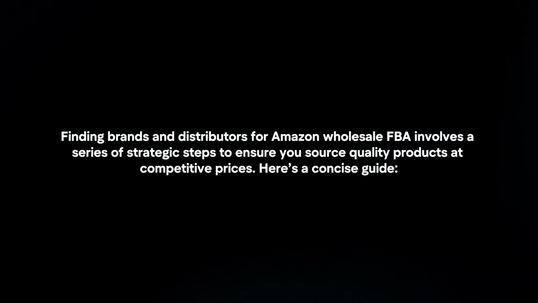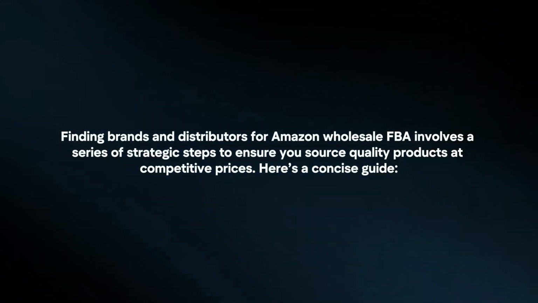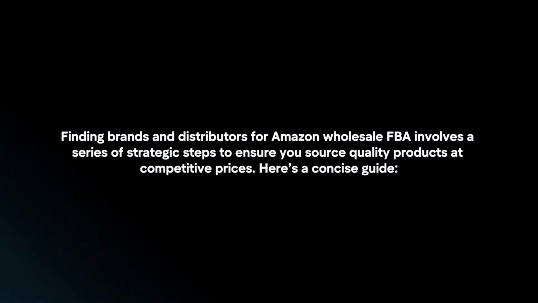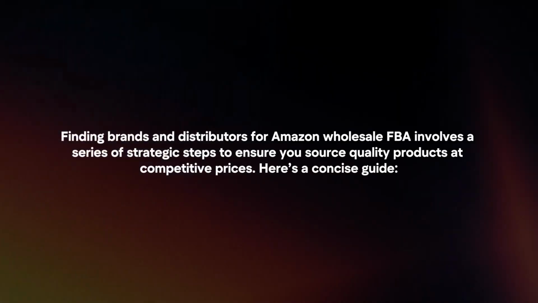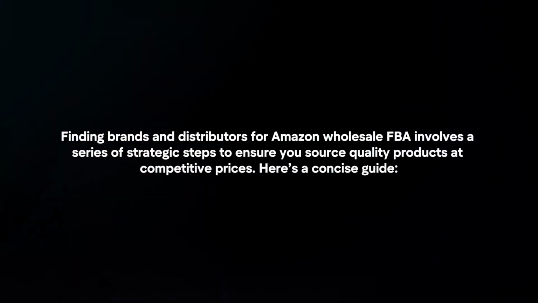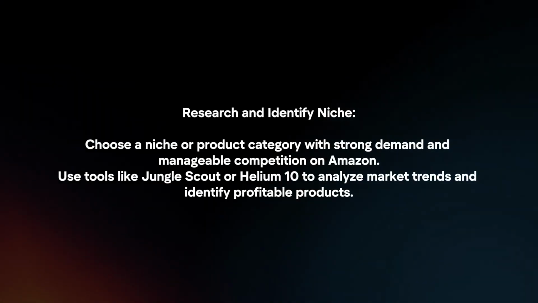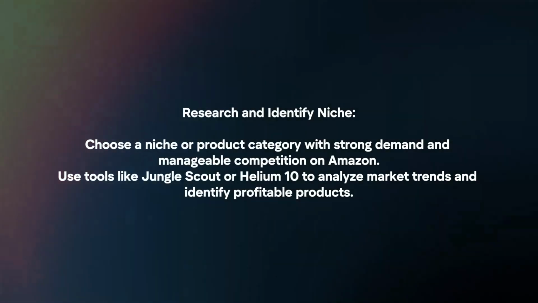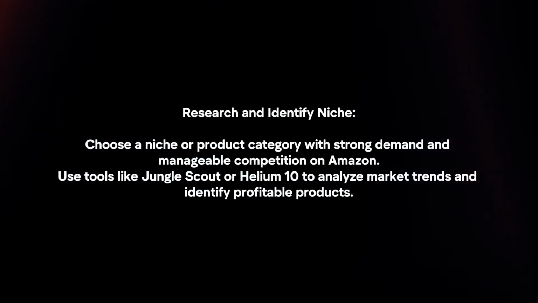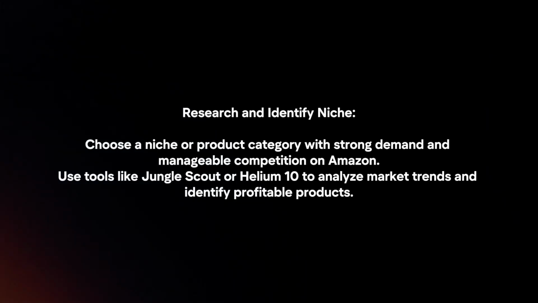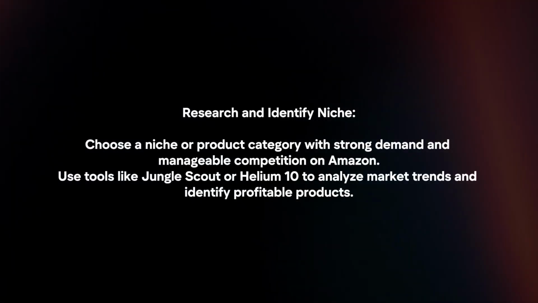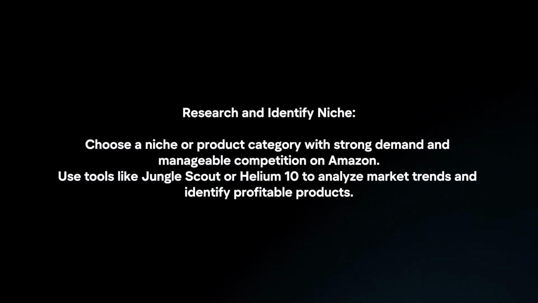Finding brands and distributors for Amazon Wholesale FBA involves a series of strategic steps to ensure you source quality products at competitive prices. Here's a concise guide. Research and identify niche. Choose a niche or product category with strong demand and manageable competition on Amazon. Use tools like Jungle Scout or Helium 10 to analyze market trends and identify profitable products.